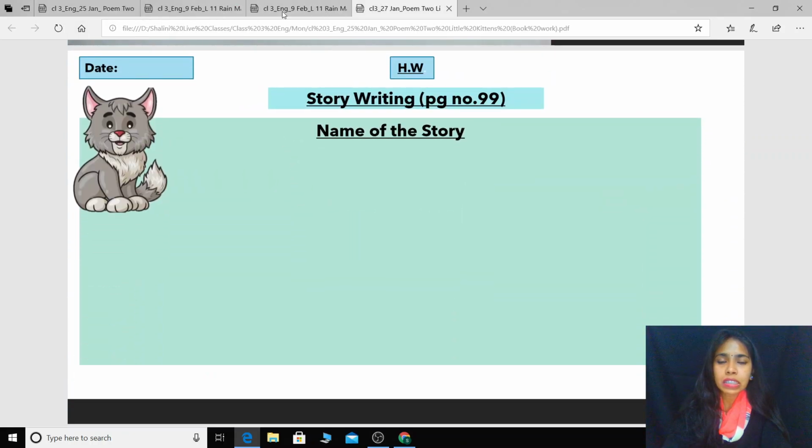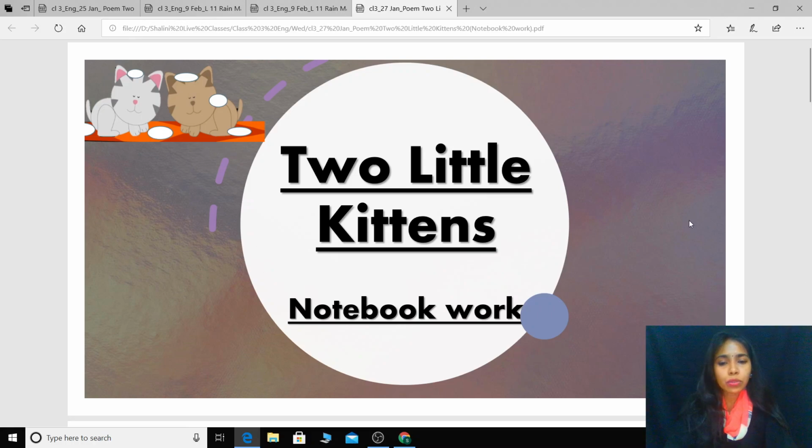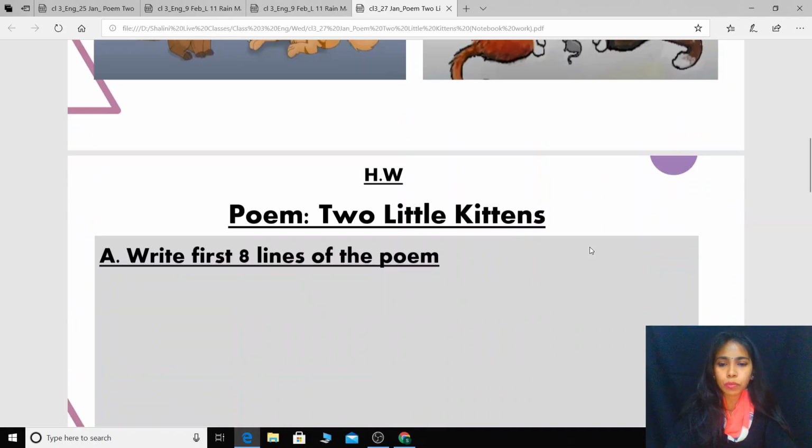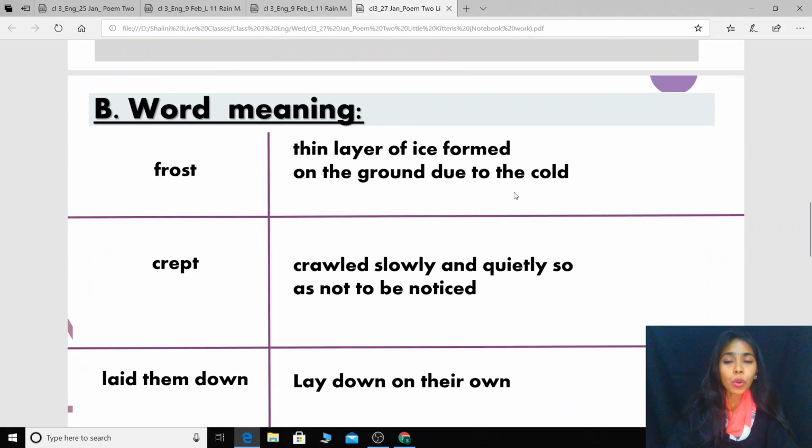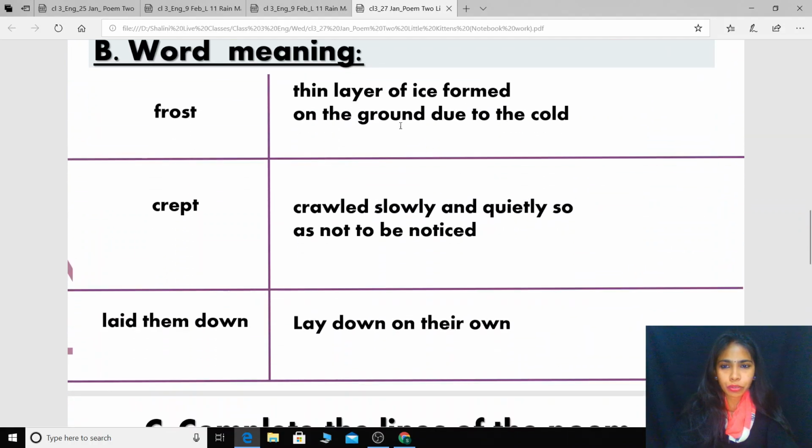Now let's start revising the notebook work. Okay. Now notebook exercise. Word meaning. First we are going to revise. Okay children, what is the meaning of frost? The meaning of frost is a thin layer of ice formed on the ground due to cold, right?